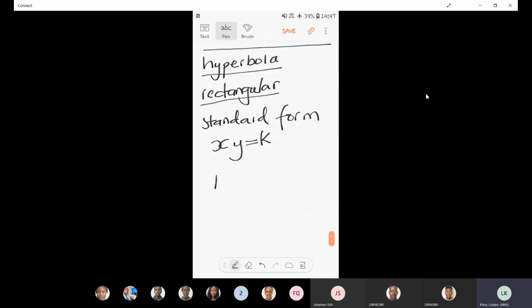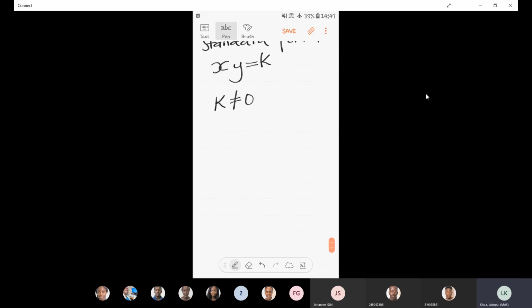Now k here is not equal to 0, because if k is equal to 0, it means either x is 0 or y is 0, or both of them are 0. And then that wouldn't give us a graph. Now this relationship, xy is equal to k, is what we call an inversely proportional relationship. So that means when one of them increases, then the other one decreases.